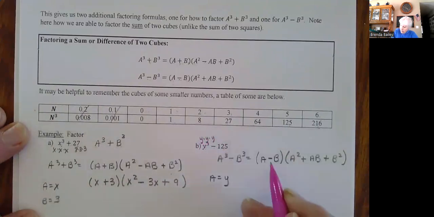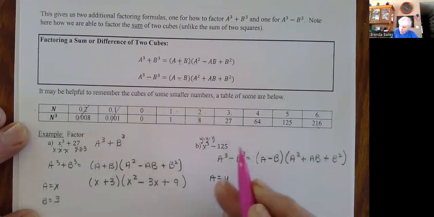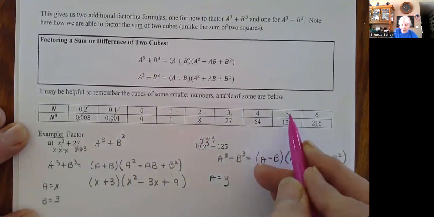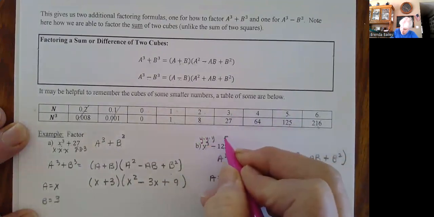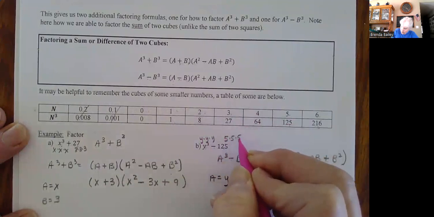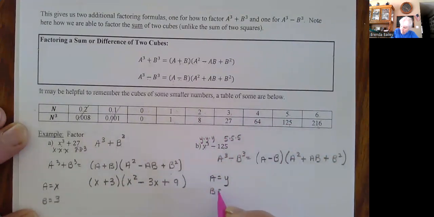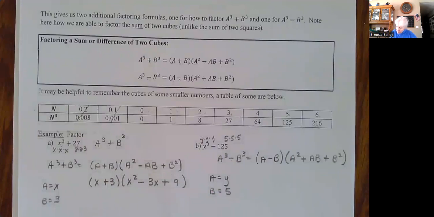So in our formula over here, all the a's are y's. What are you cubing to get 125? Well, that's a 5. So all our b's are a 5 in that formula. So now we just follow it.